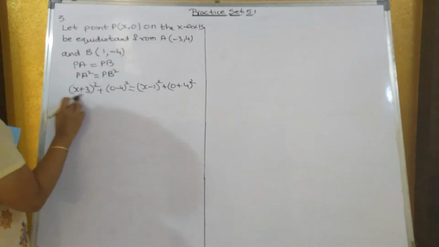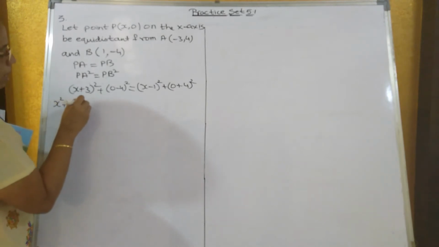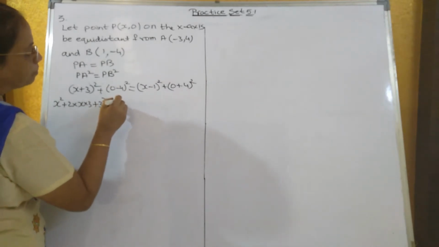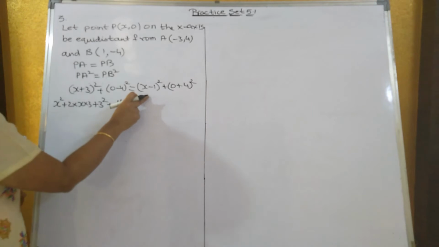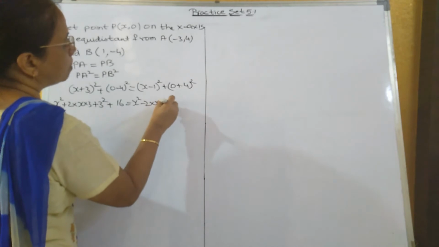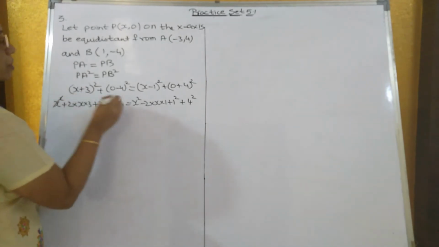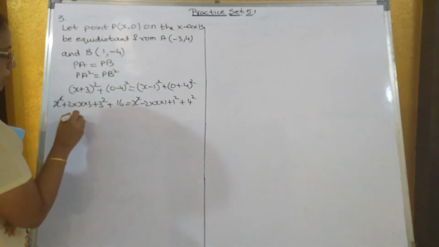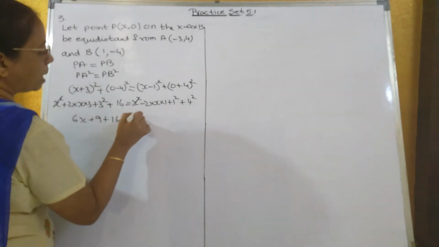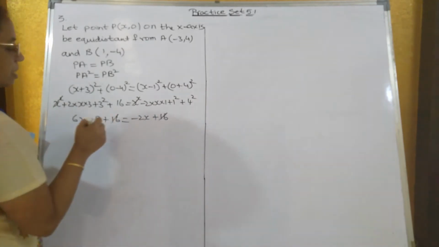Now use the formula of (a plus b) the whole square. So what you will get: x square plus 2 into x into 3 plus 3 square plus (minus 4) the whole square, that is 16. Here you will use (a minus b) the whole square: x square minus 2 into x into 1 plus 1 square plus 4 square, that is 16. Now x square and x square will get cancelled. So 2 3s are 6x plus 9 plus 16 is equal to minus 2x plus 16. 16 and 16 will also get cancelled.